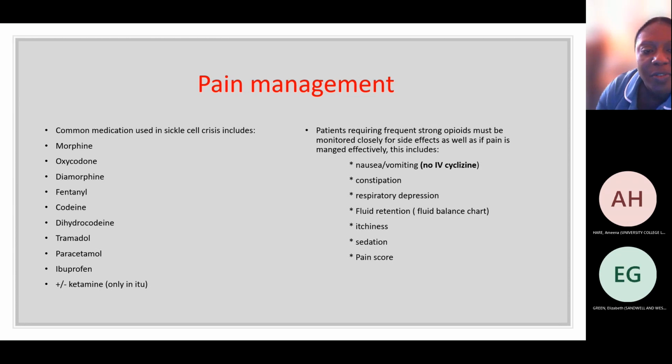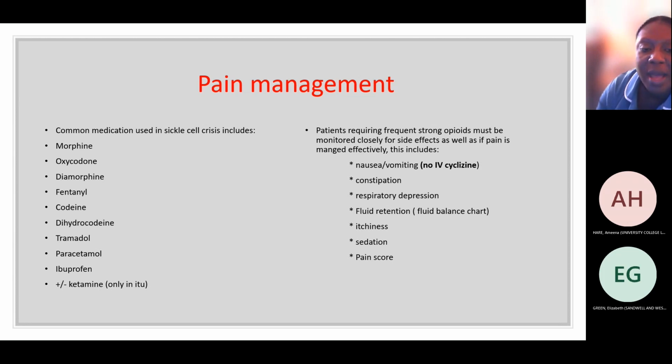Itchiness: as with most of these strong opiates, the patient will become itchy, so we need to give them an antihistamine. This will be your Piriton, or some people are on promethazine as well. And then we talk about sedation, which is also a side effect of these strong opiates.